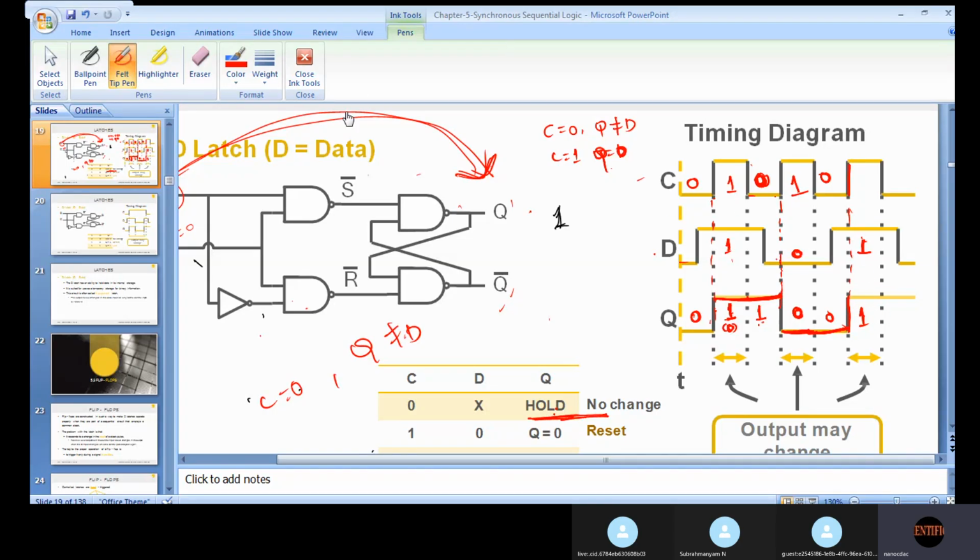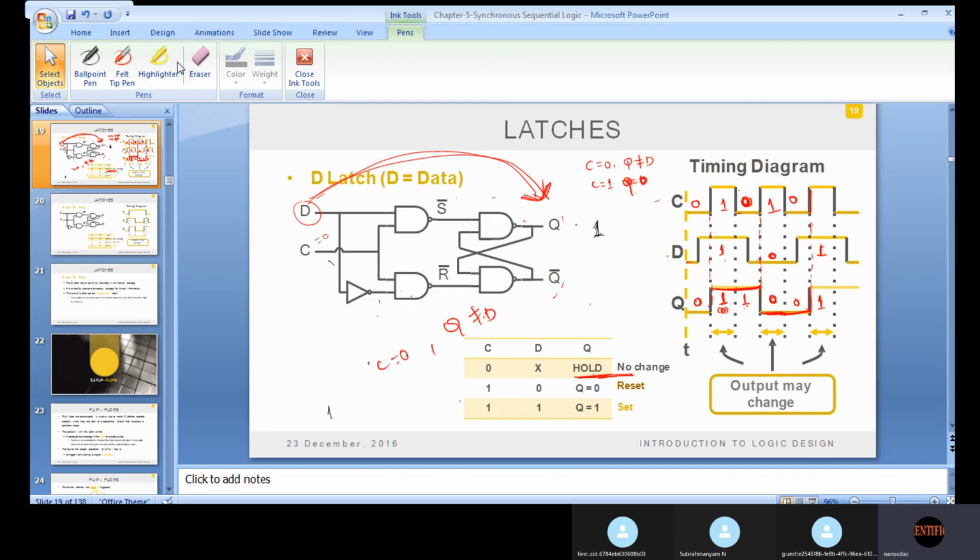So conclusion is whenever the control signal is equal to 0, Q value is not changing, Q is not taking the new input, but Q is not taking the D value whenever control is equal to 0. When control is equal to 1, then only Q is changing its value to D. Okay, control 1 ఉన్నప్పుడు టైమింగ్ నుండి Q is taking the D value.